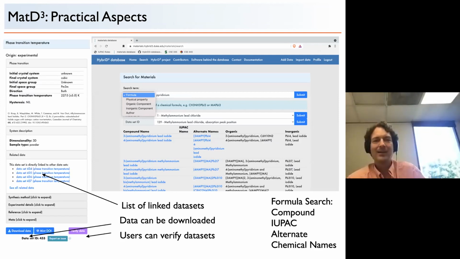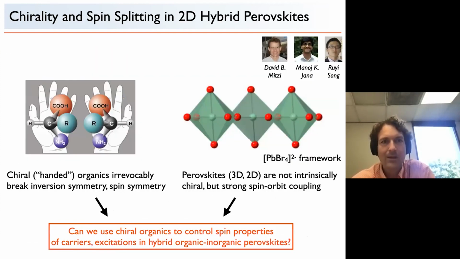All right, and I mentioned these things before, in particular that you can verify data. You can of course download the data, and data sets can also be linked with one another in the MatD3 software to make sure that they correspond to the same measurement or reference.